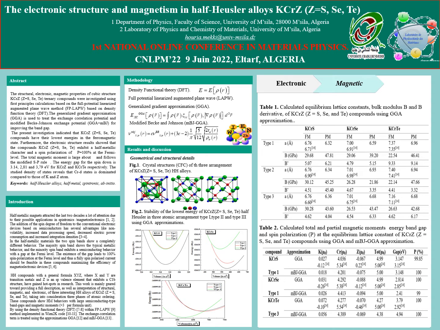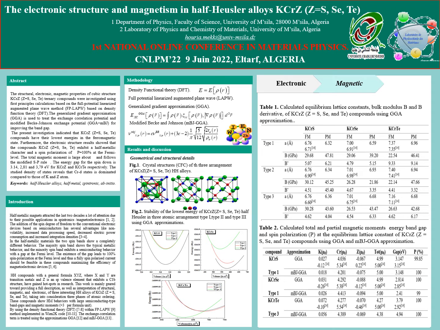First of all, we have investigated our compounds using density functional theory, DFT, based on the full potential linearized augmented plane wave method, implemented in the WIEN2k code. We have calculated the electronic and magnetic properties using two approximations: the generalized gradient approximation GGA and the modified Becke-Johnson MBJ-GGA.